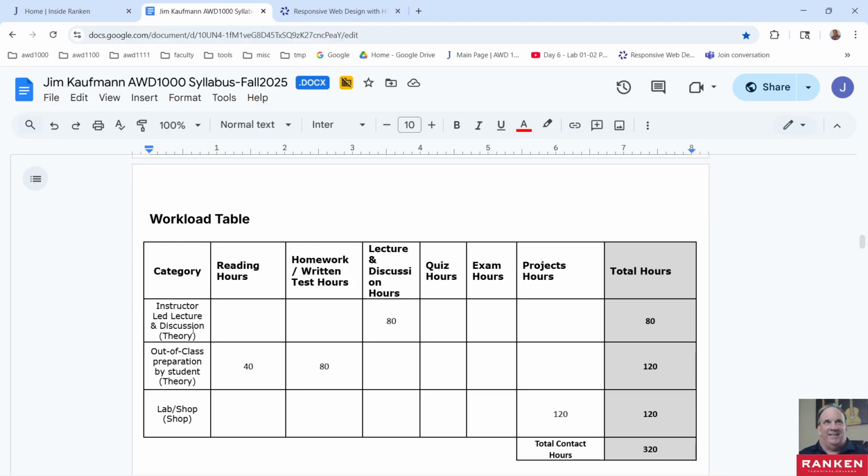So as far as the workload table, here's your instructor-led lectures. This could be like 80 hours. This whole course is basically considered 320 contact hours, right? So if you take 320 and divide that by 16, you're going to come up with 20, right? So that's where those 20 hours come in. You may use less than 20 hours, or it may take you more than 20 hours every week. So this 320 could be higher or lower.